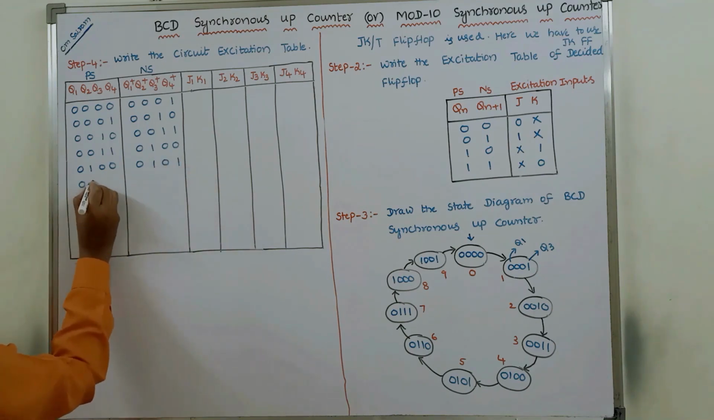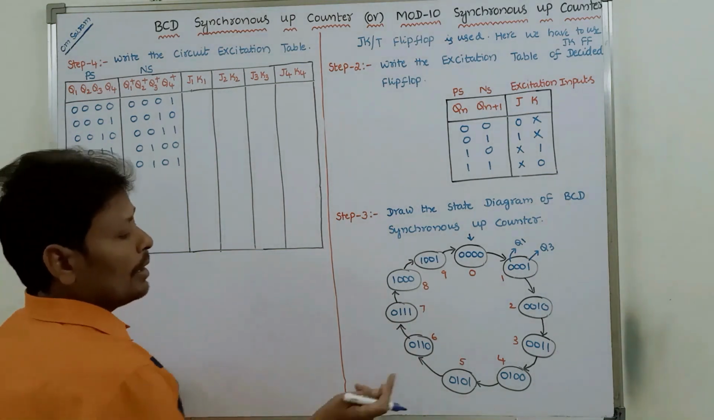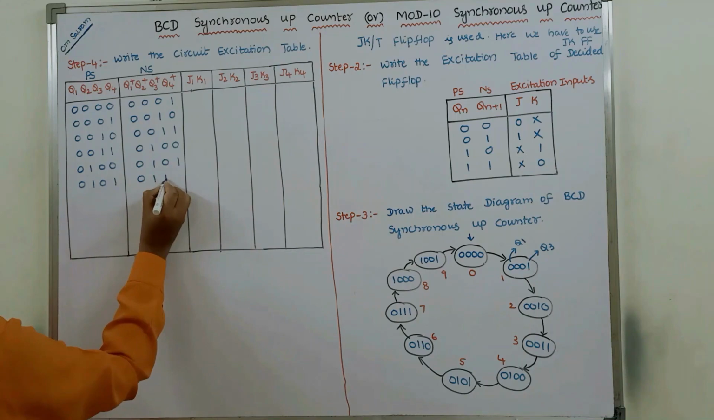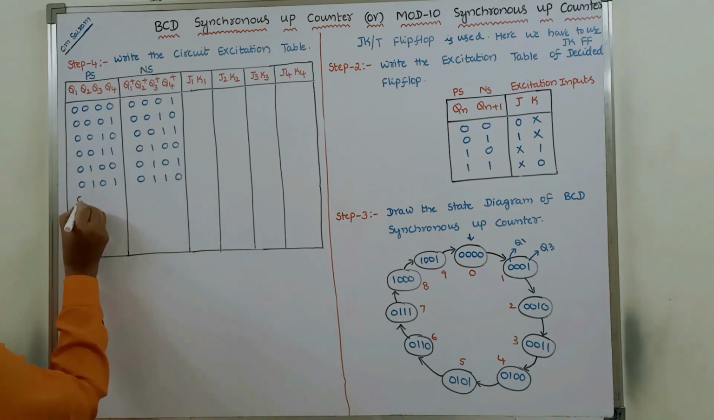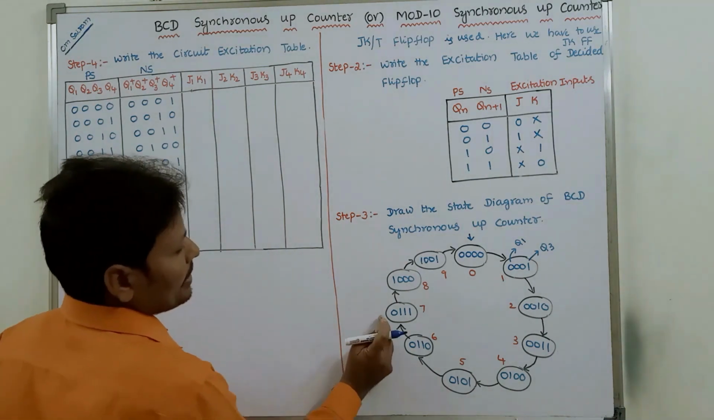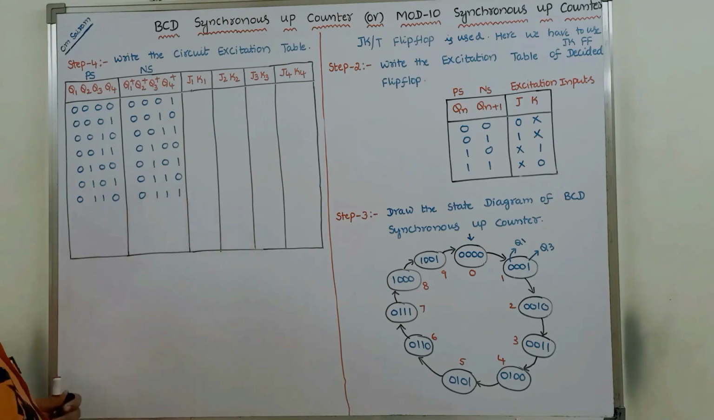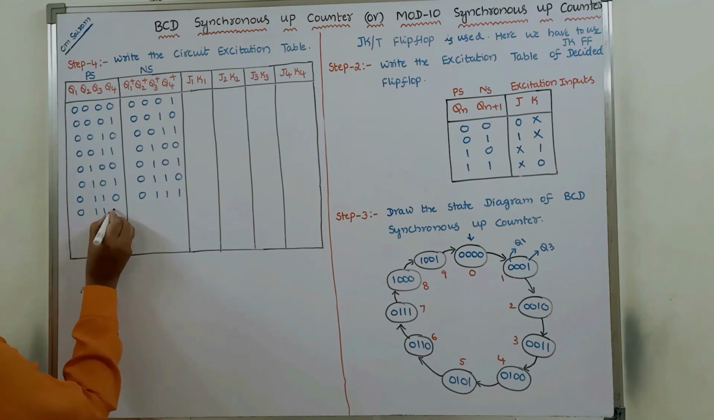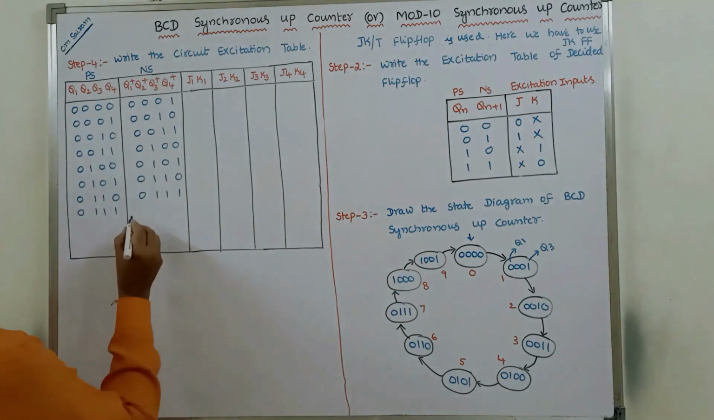Now 0, 1, 0, 1 can be taken as present state. What is the next state? 0, 1, 1, 0. Now 0, 1, 1, 0 can be taken as present state. What is the next state? 0, 1, 1, 1. Now 0, 1, 1, 1 can be taken as present state. What is the next state?